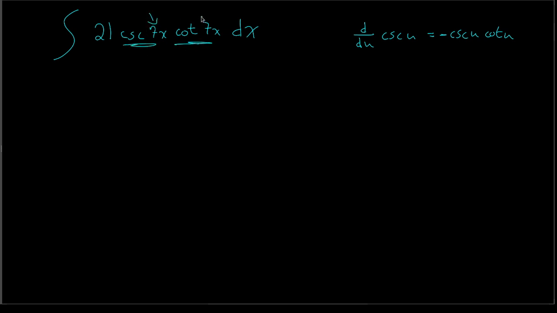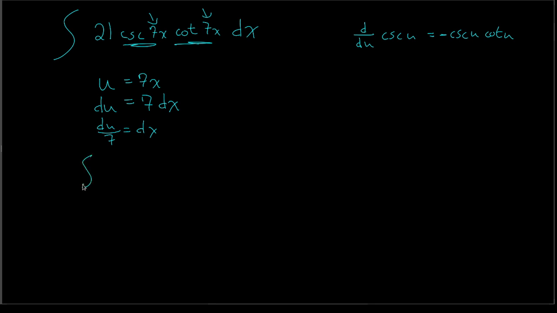What we have are these 7x's. So we're going to make u equal 7x. So du is going to equal 7 dx, which means that du divided by 7 equals dx. And what we're going to exploit, as we always exploit it, is the meaning of equality here.